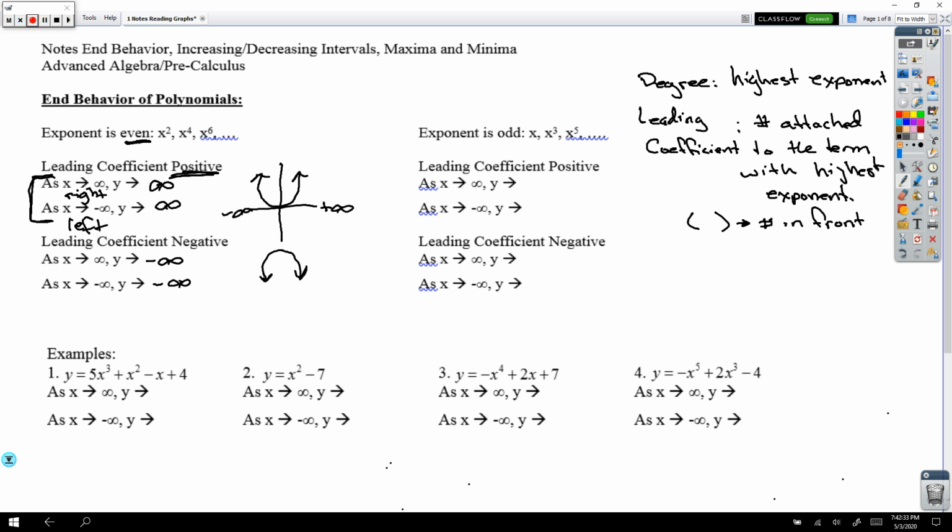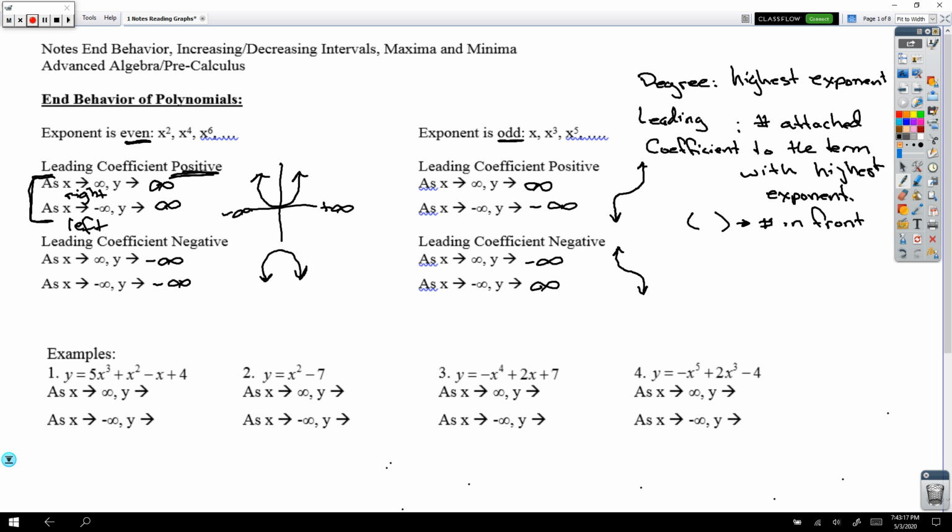Right? Now, if I have an odd polynomial, so x, x to the third, x to the fifth, and so on, I want to always think about my cubic function. So if my leading coefficient is positive, and I think about x to the third, that is this graph here. So on the right side, my arrow is pointing up to positive infinity. On the left side, it's pointing down to negative infinity. If I have a negative coefficient, it's going to flip that graph, so that'll look like this. On the left side, it's going up to positive infinity, and on the right side, it's going down to negative infinity.